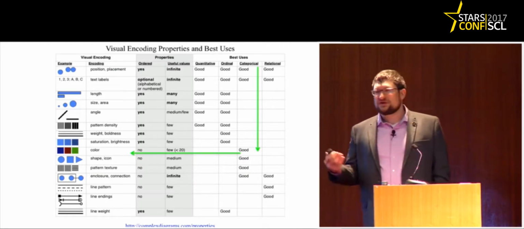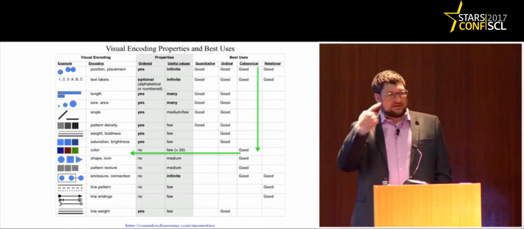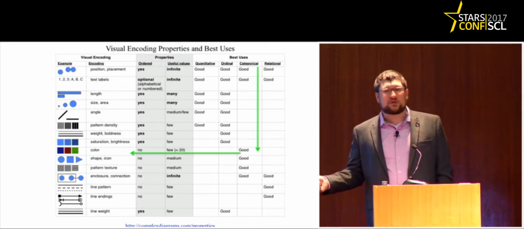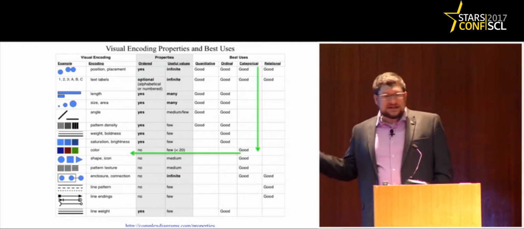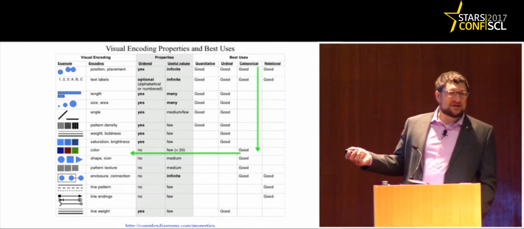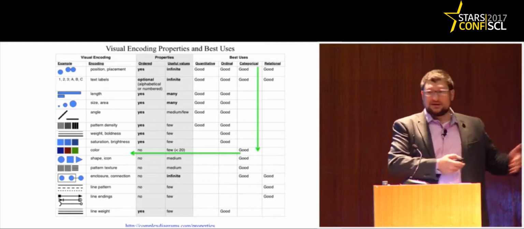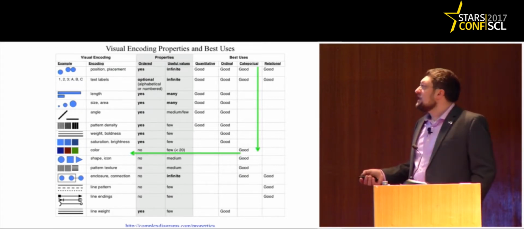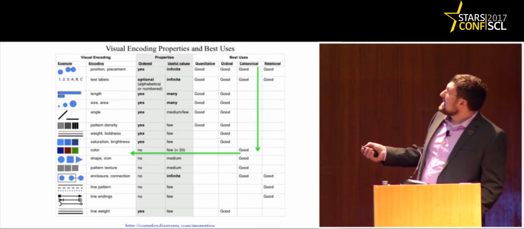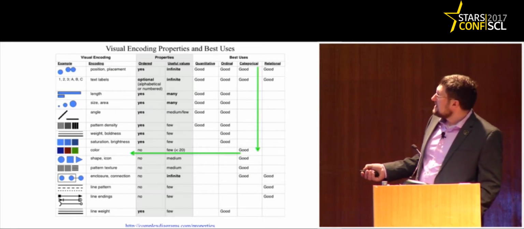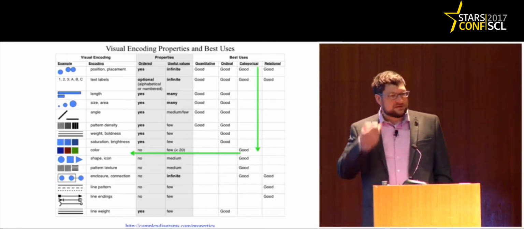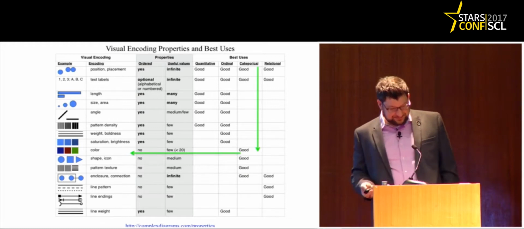Based on all the research of what we know of how the eye and the brain see and interpret these different visual properties, this is the cheat sheet. This tells you how to say, I have some data, how do I encode it properly? The way it works is you pick your data type up here and you read down and you find the word good, and then you read across and it shows you what a useful visual encoding is.